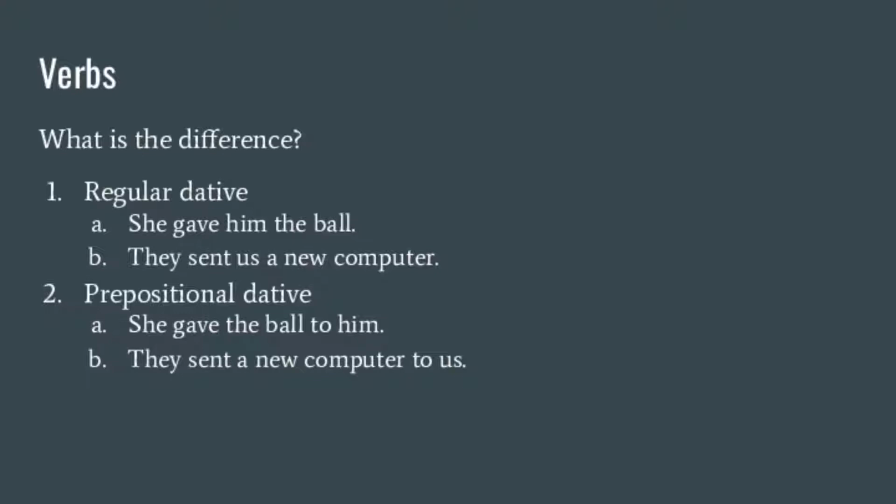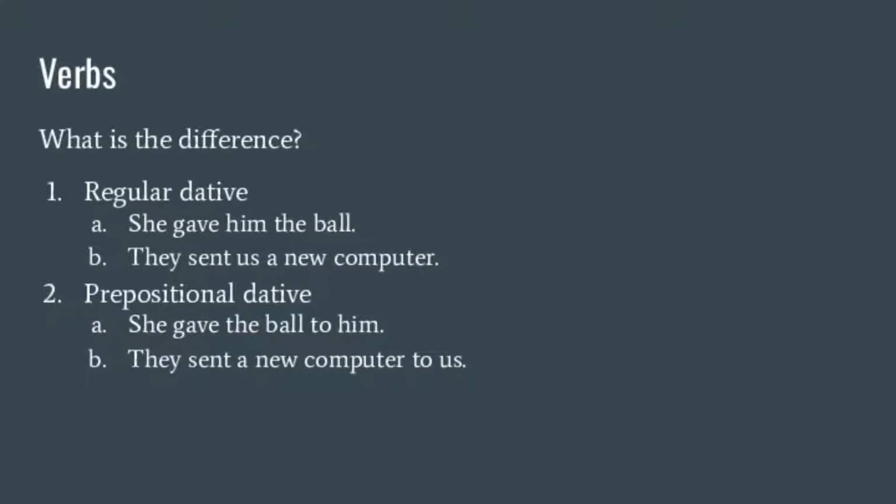Dative because one of the arguments is a dative, an indirect object, one to whom something is given. They're also called ditransitive verbs. So transitive is 타동사, it takes an object, and ditransitive means it takes two objects. So she gave him the ball. She gave the ball to him. They sent us a new computer, they sent a new computer to us.